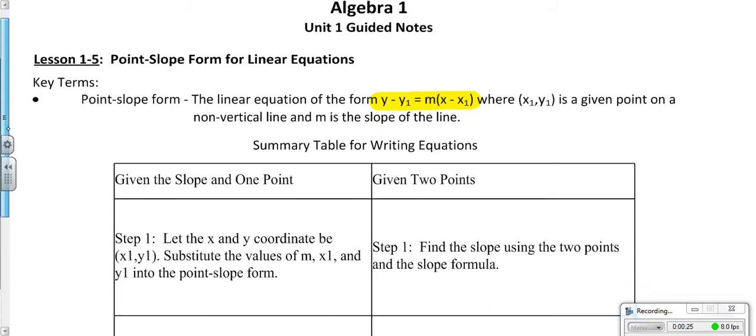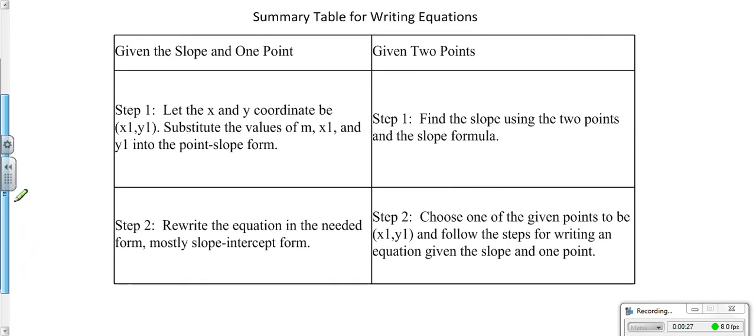Now, we have a nice little table here to look at when and where we would use certain things. If you were given the slope and one point, you'd plug these into the point-slope form and then rewrite the equation into slope-intercept form. Most of the time you have answers in slope-intercept form, but it's nice to start by putting information into point-slope.